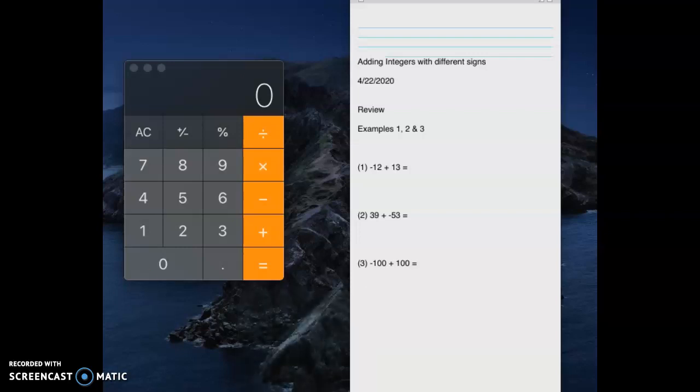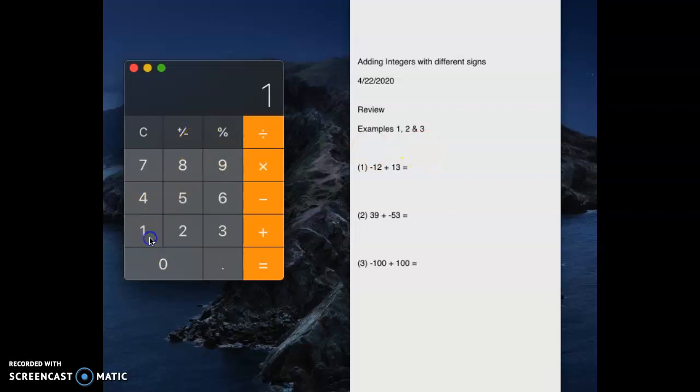Hey guys, so for today's lesson, I'm just going to quickly review adding integers with different signs on our calculators. I'm going to go through 3 examples, which should be pretty familiar for you if you watched the last 2 videos, on how to briefly enter these numbers the right way so you get the correct answer. Starting with number 1, I'm going to be doing -12.